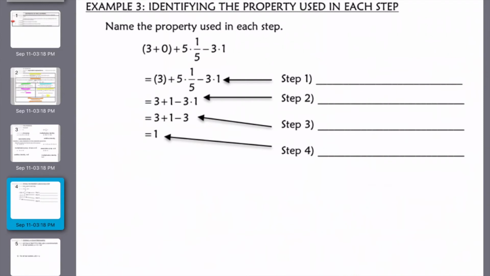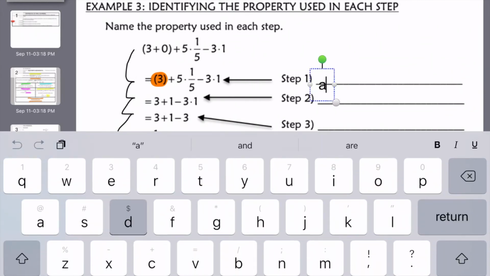Name the property used in each of these steps. So I need to go essentially, or I need to look, how can I go from this original to step 1, and then to the next step, and the next step, and the next step, and get all the way down to the end. So this is where you're really going to want to have your properties right by you. So in this case, I see that they changed right here. This originally was 3 plus 0, and now it's just 3. Which in this case, this tells me that this is just the additive identity.